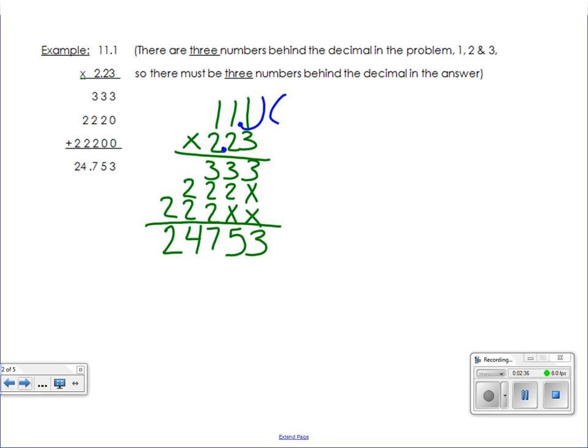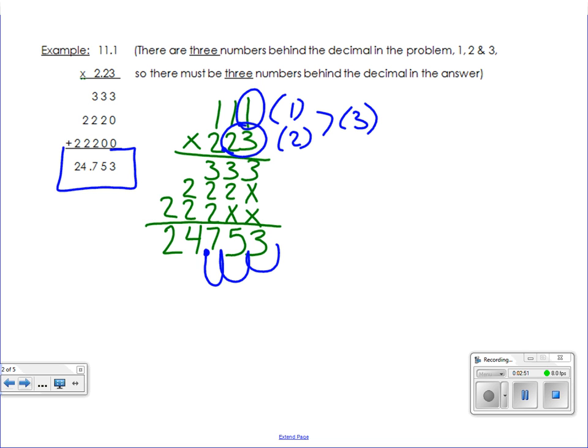I have 1 number behind my decimal. I have 2 numbers behind this one. So that gives me a total of 3 numbers behind my decimal. So down here, I have to count. How many do I have over? 3. So that's how I got the 24.753.